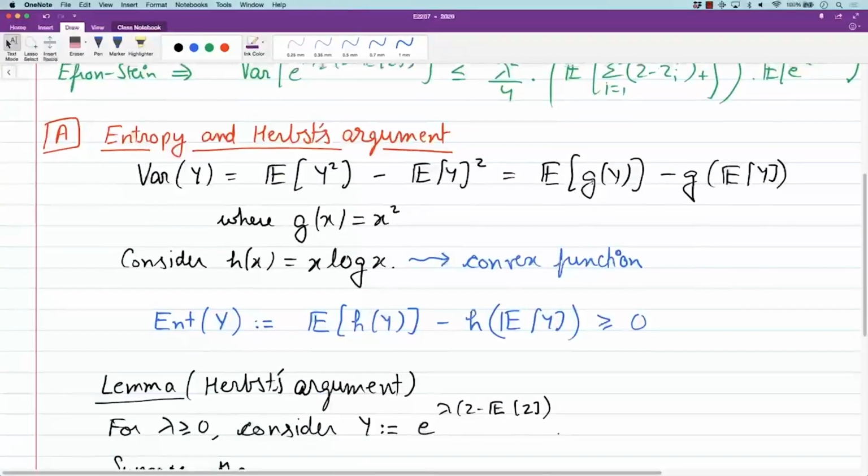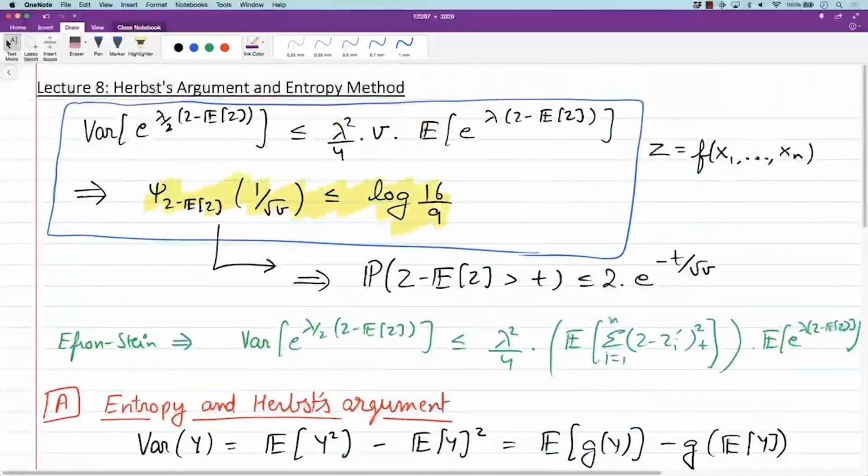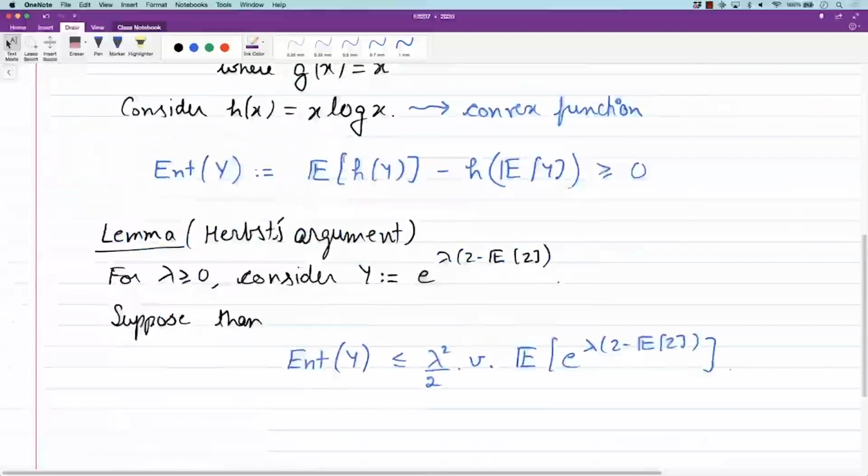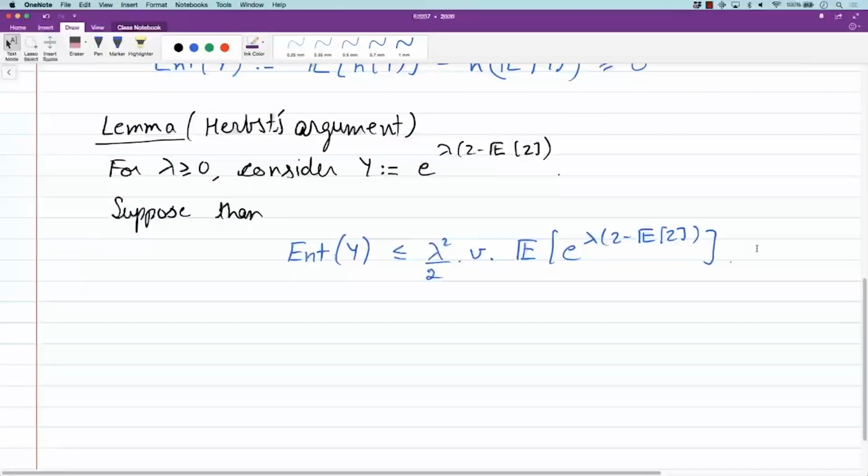Yeah. So if you don't worry about this factor of half, this variance looks very much like entropy. And now the condition we are asking very much looks like this condition here, except that lambda by 2 has been replaced with lambda. So suppose this bound holds.